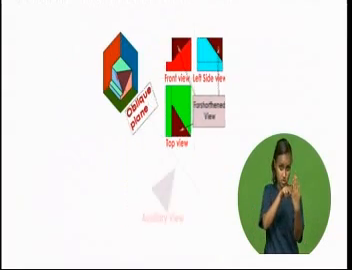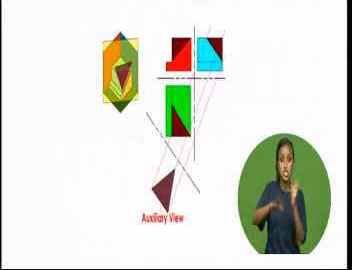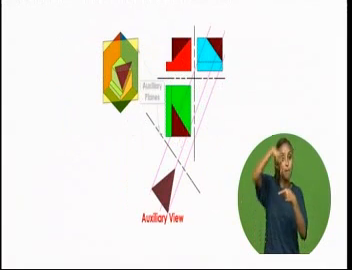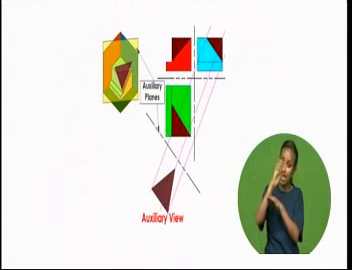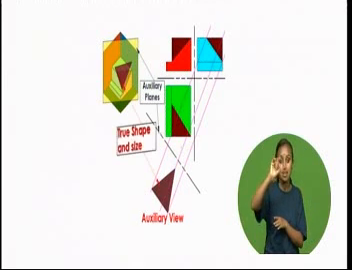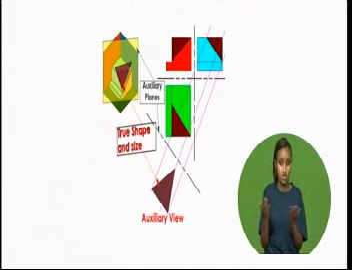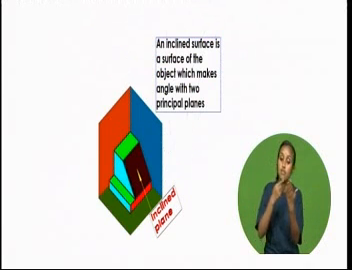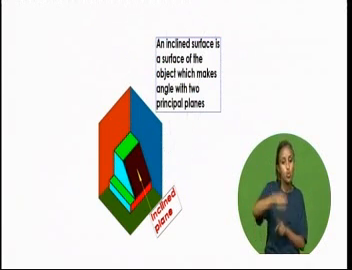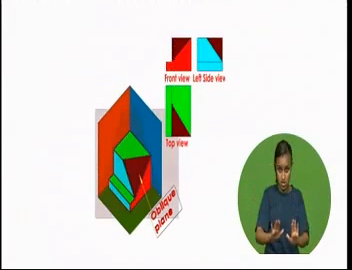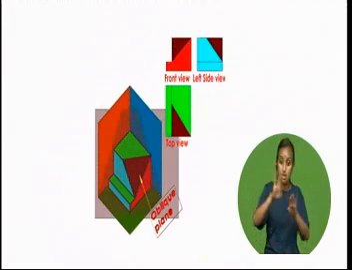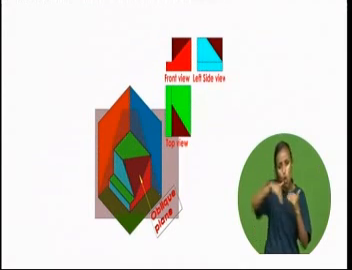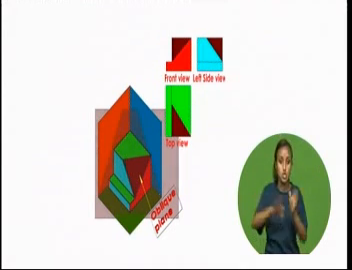Auxiliary views are made with the projection planes which are perpendicular to the inclined or oblique surface of the object. Inclined surfaces are planar faces which make an angle with two principal planes, while oblique surfaces make an angle with all the principal projection planes.